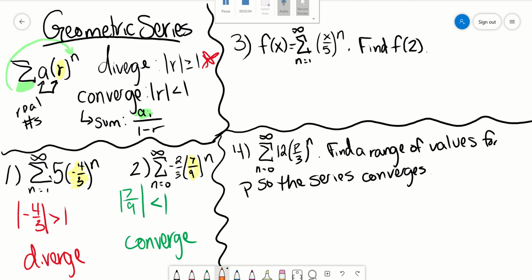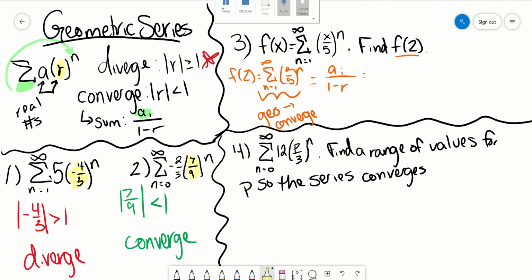You could also have something like number 3 over here. It gives you this function f of x and tells you to find f of 2. So we'll start just by plugging in 2. We have the series from n equals 1 to infinity of 2 over 5 to the n. When we look at this now, this is a geometric series. r is 2/5. The absolute value of that is less than 1, so it will converge. Since it converges, we can use this formula to find the sum, which is what it's wanting you to do here. It's wanting you to recognize it's a geometric series, it converges, therefore you can find the sum.